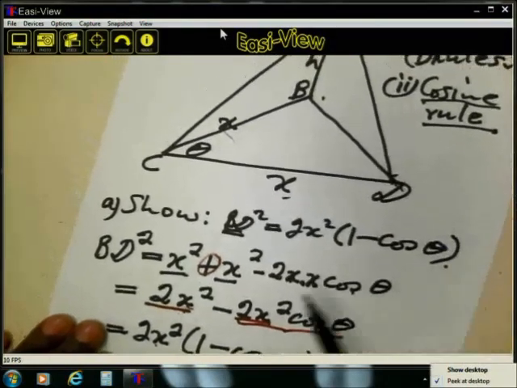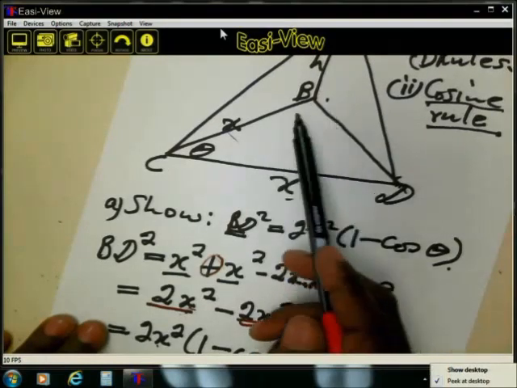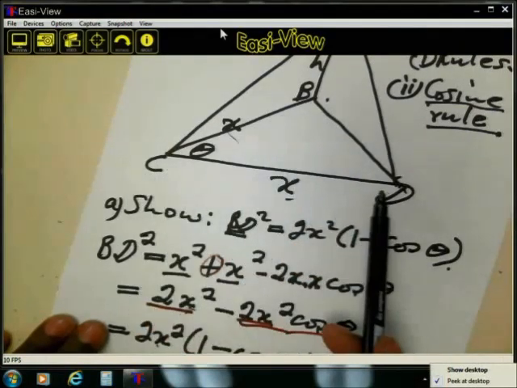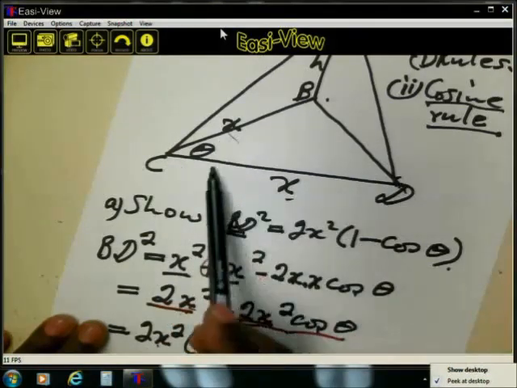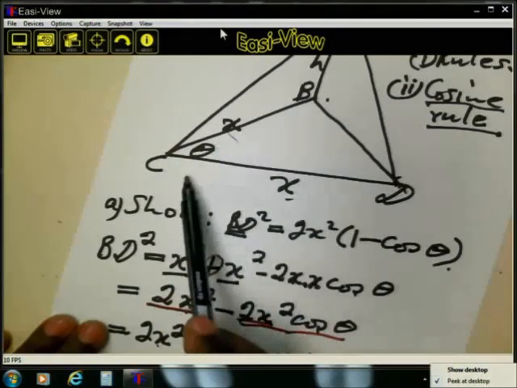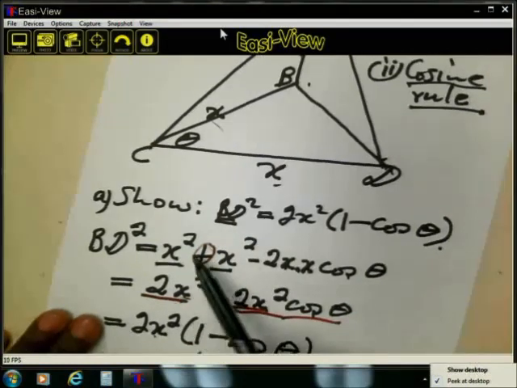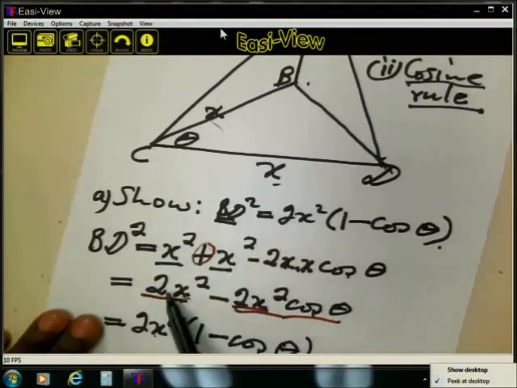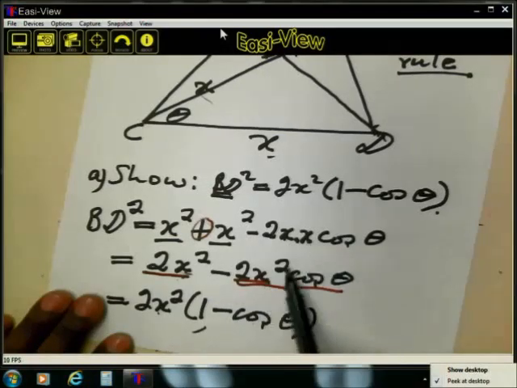And like I indicated, it's easy to identify an included angle. It is actually an angle made up by the very sides. So BC and CD make up theta. So the included angle between BC and CD is theta. So you use the cosine here. From here it is simple algebra. x squared plus x squared is 2x squared. x times x is again x squared.